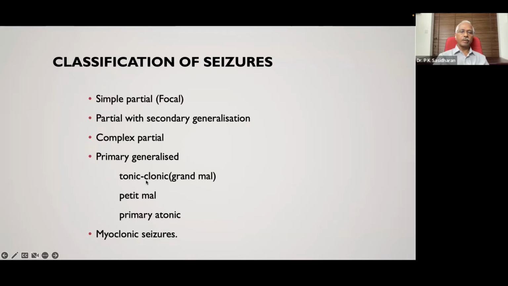Primary generalized means the tonic-clonic grand mal type of seizure. Petit mal also is a primary generalized seizure. Primary atonic is where the patient does not have tonic-clonic movements. The patient just becomes unconscious. This is because maybe the seat of electrical discharge may be in the brainstem. So the patient just loses consciousness. It's extremely rare. Myoclonic seizures are still rare. These are the classifications of seizures.